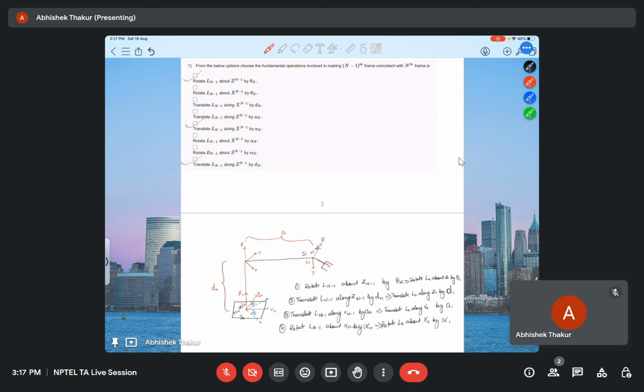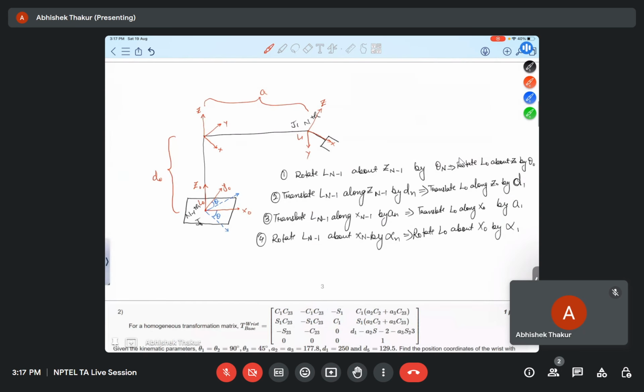And the fourth one, rotate L n minus 1 about x n minus 1 by alpha n. So this is correct. So these four options are correct answers for this question. Here there is a confusion, so I will write it in a fresh way.